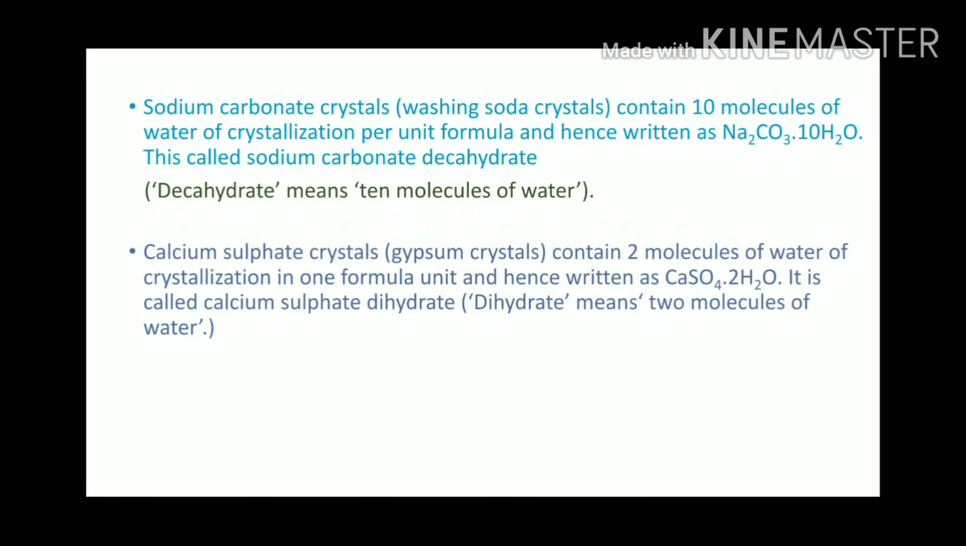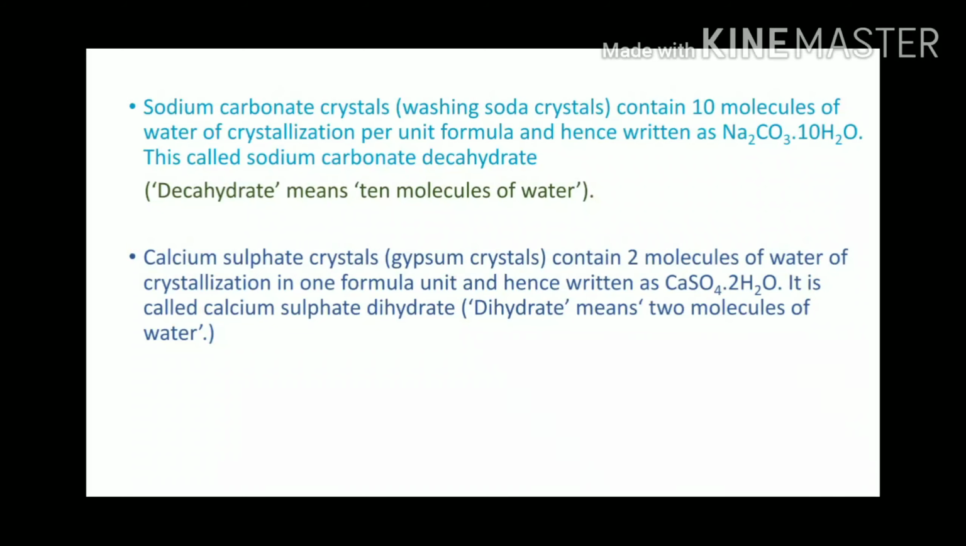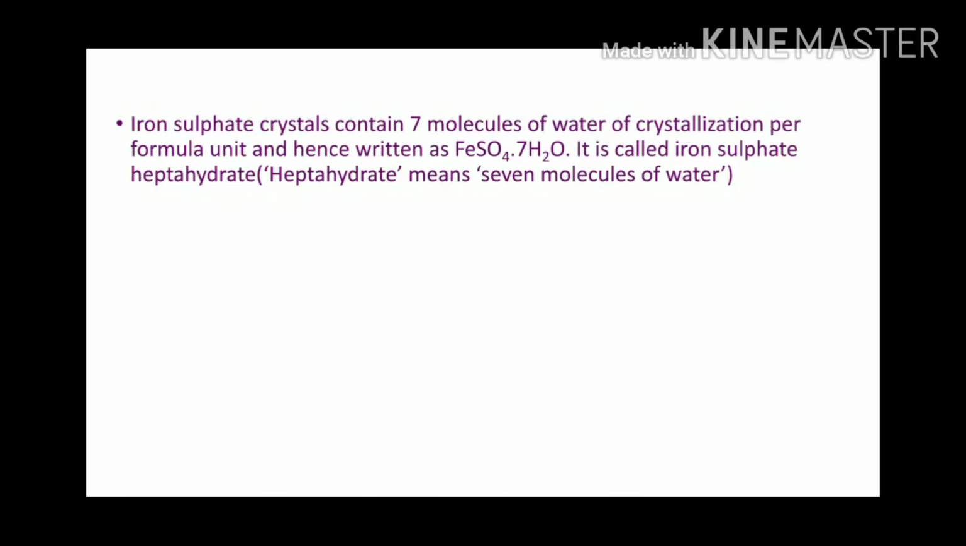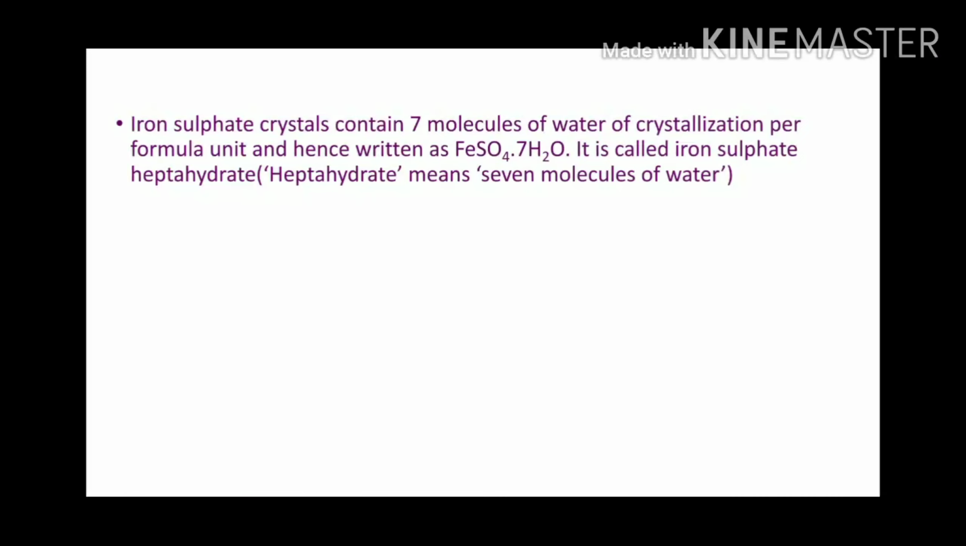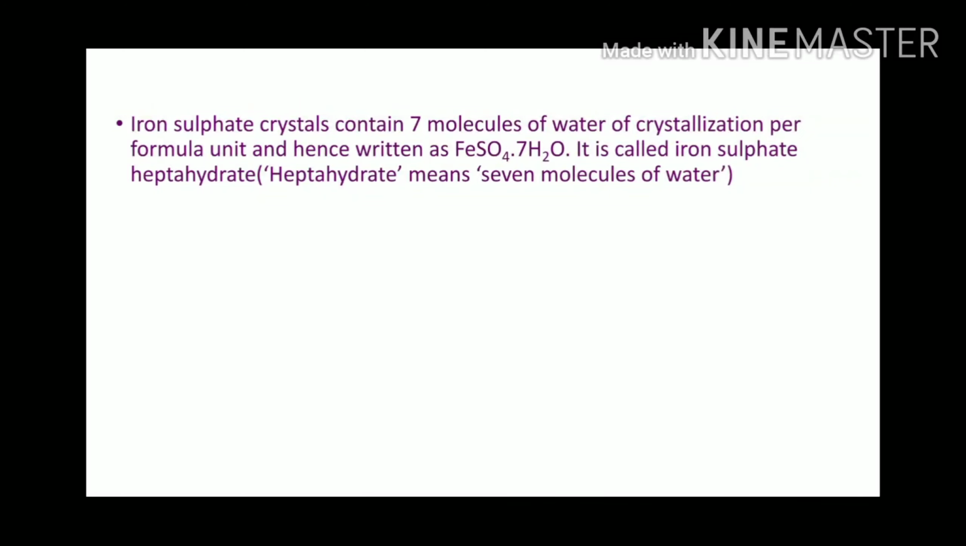Calcium sulfate crystals contain 2 molecules of water of crystallization in one formula unit and hence written as CaSO4.2H2O. It is called calcium sulfate dihydrate. Dihydrate means 2 molecules of water. Iron sulfate crystals contain 7 molecules of water of crystallization per formula unit and hence written as FeSO4.7H2O. It is called iron sulfate heptahydrate. Heptahydrate means 7 molecules of water.